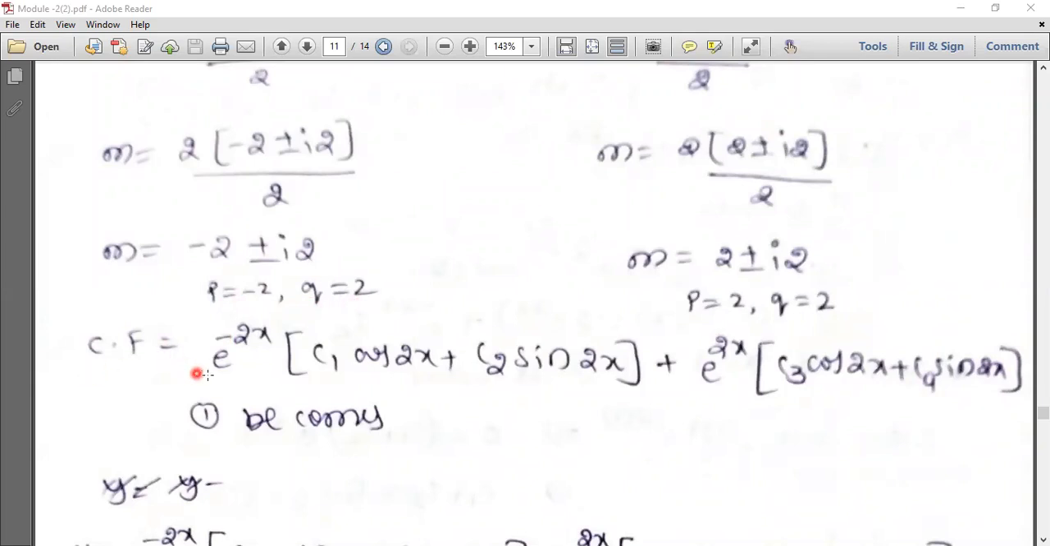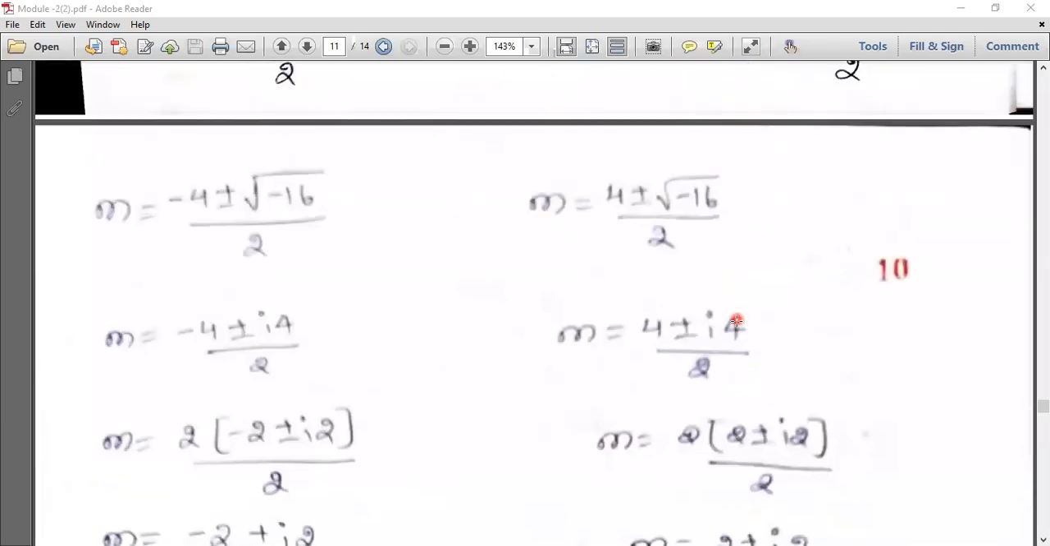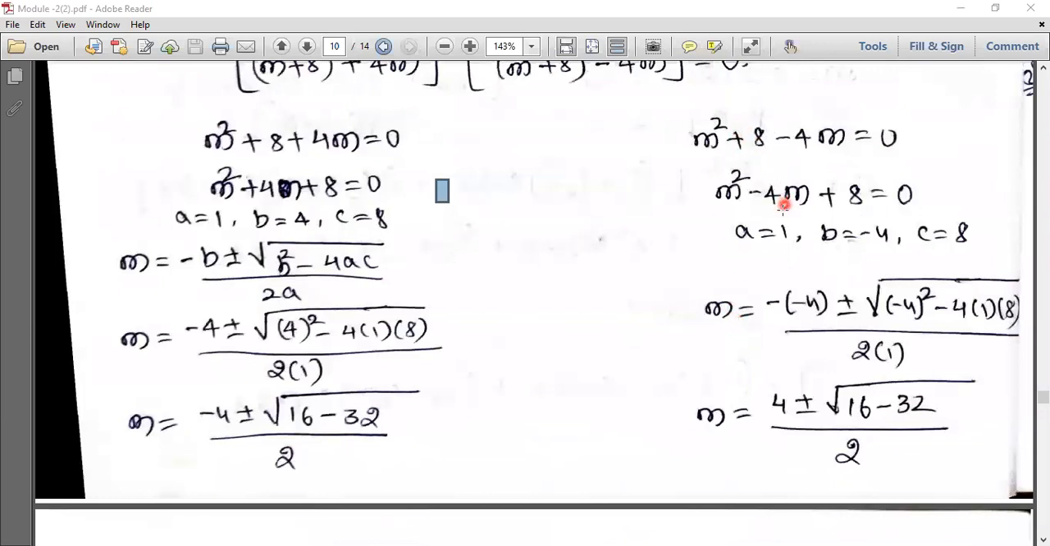So the complementary function is, because you can just see, these roots are different. Here you can see complex roots are there. Here minus 2 is there, here plus 2 is there. Don't compare. Okay, I'll even solve this side.